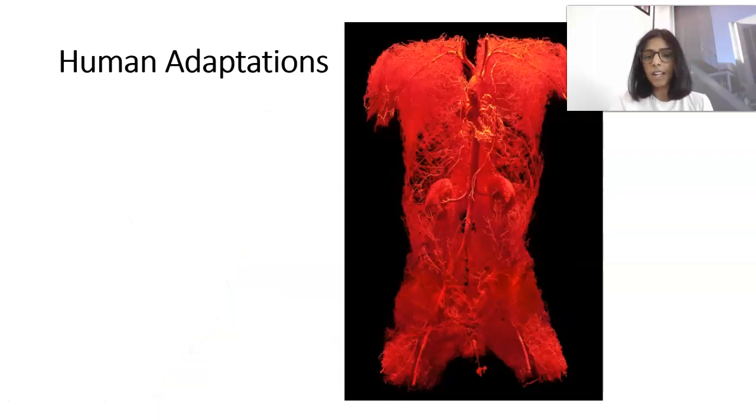Here we are looking at the blood vessels in a human body. This is showing that there's lots of them. There's many very small blood vessels that will interface with different tissues and cells of the body. So therefore also a large surface area to volume ratio.